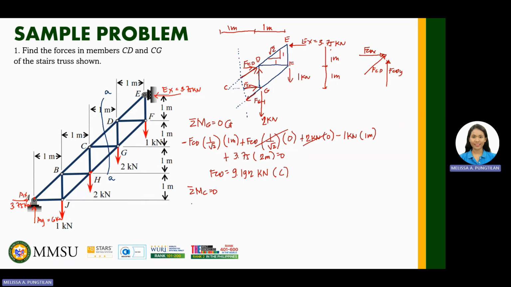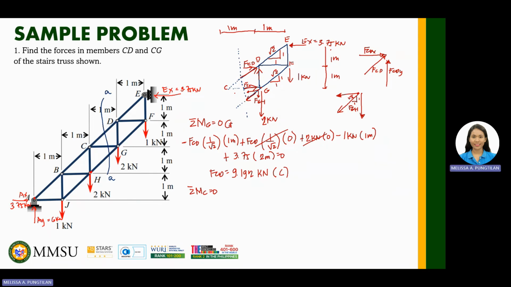Okay, so summation of moment at C is equal to 0. So, FGH, itong FGH natin, meron ulit siyang X and Y component. Yan. So, drawing natin dito sa part na to. Ito yung si FGH. So, meron siyang Y component and then X component. Then, meron din siyang slope. Kagaya ng slope dito. We have here 1 is square root of 2. 1 is square root of 2. Okay, sinet aside ko lang siya dito.